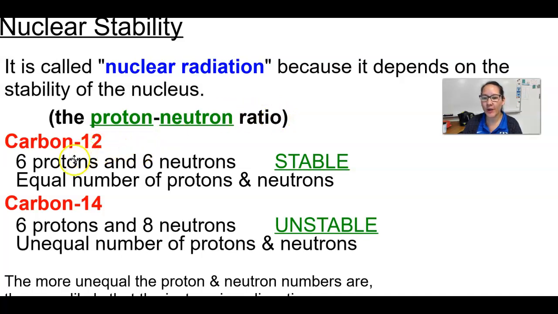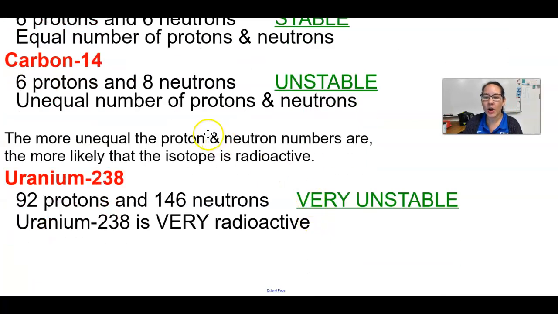So carbon-12 has 6 protons and 6 neutrons. Because those are relatively equal, that makes it a stable atom. As opposed to carbon-14, which has 6 protons versus 8 neutrons. Since that's an unequal number of neutrons and protons, it's more unstable. The more unequal the proton-neutron numbers are, the more likely the isotope is going to be radioactive.